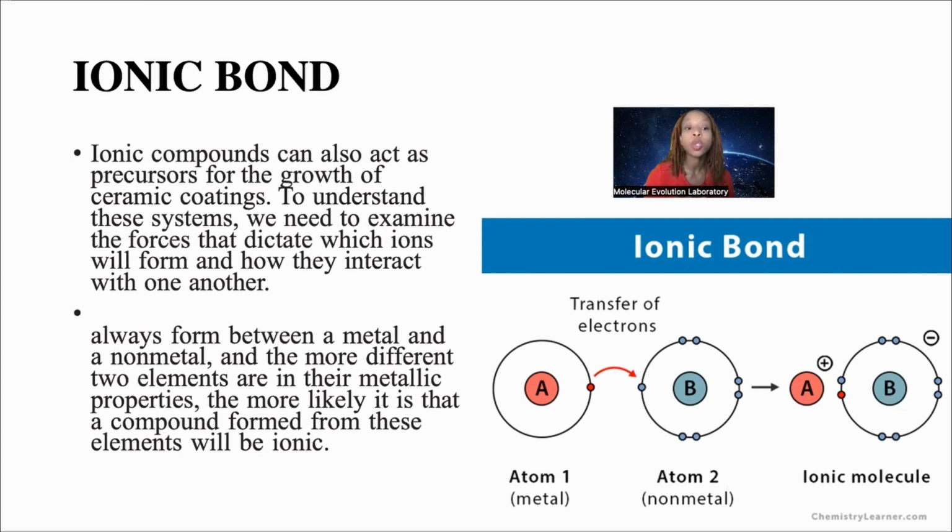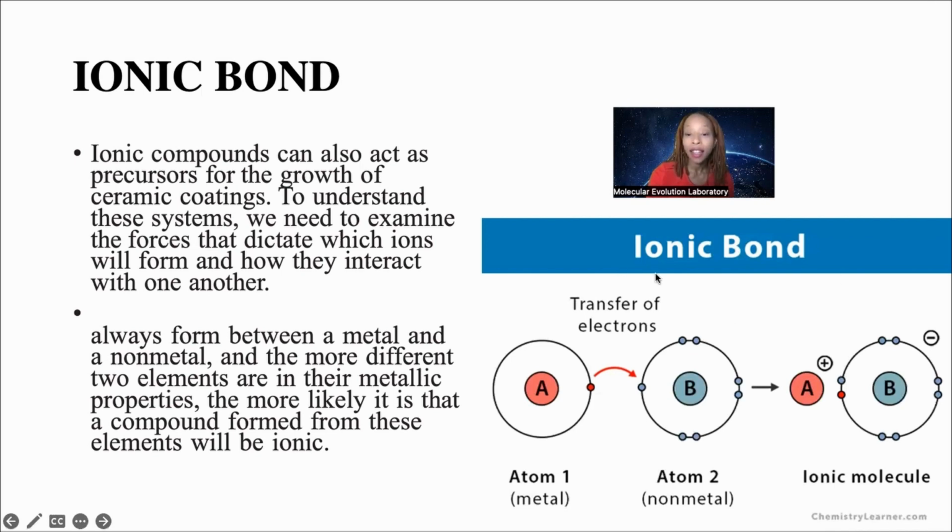Ionic bonds can also act as precursors for growth of ceramic coatings, but the important thing to remember is that ionic bonds form between a metal and a non-metal. So we saw where the alkali metal, sodium, formed a bond with the non-metal chlorine, which basically produces a sodium chloride bond. It always has to be a metal with a non-metal. And the more different two elements are in their metallic properties, the more likely it is that a compound formed from these elements will be ionic.